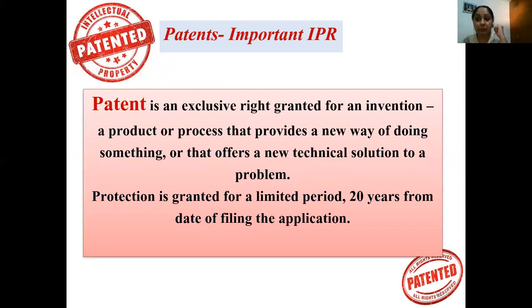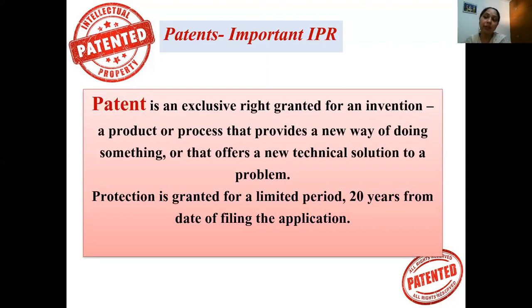Very, very important IPR. So till now we have studied about trademarks, trade secrets, geographical indications, and copyright. The fifth very important IPR is patents. Patent is an exclusive right. It is actually called a negative right. I'll tell you why. Even copyright is a negative right because it prohibits the copying of an expression. Patent is an exclusive right granted for an invention, a product or process that provides a new way of doing something or that offers a new technical solution to a problem. It is an exclusive right granted for your invention.